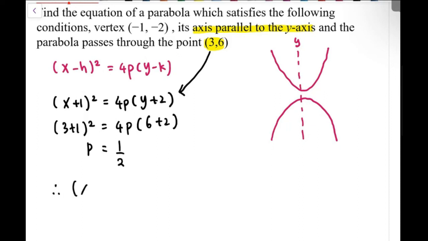Once we obtain p, we can substitute it back to obtain our standard equation of parabola. So, x plus 1 squared equal to 4 times half. So, 2 y plus 2. And that is equation of parabola.